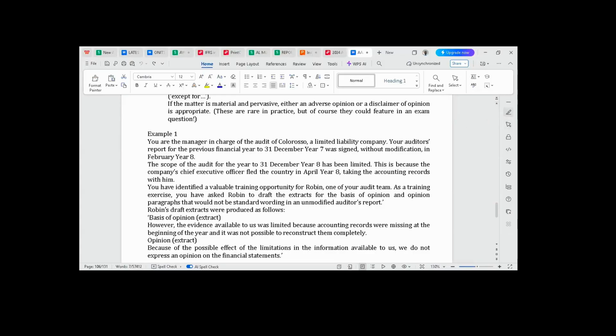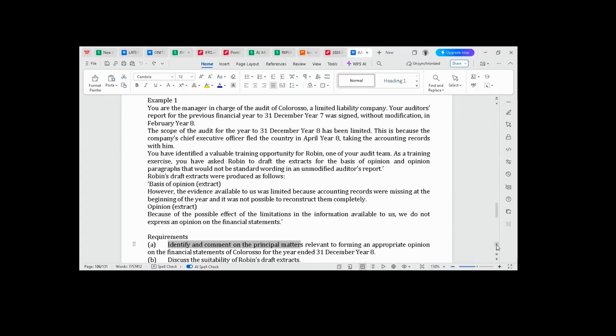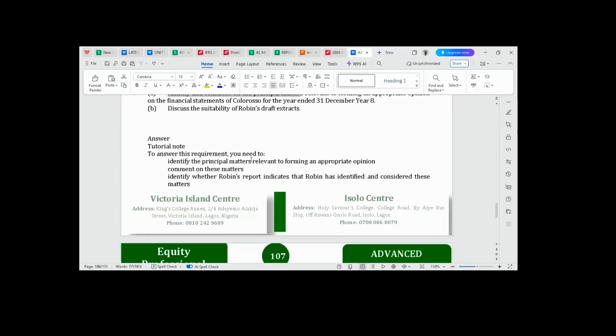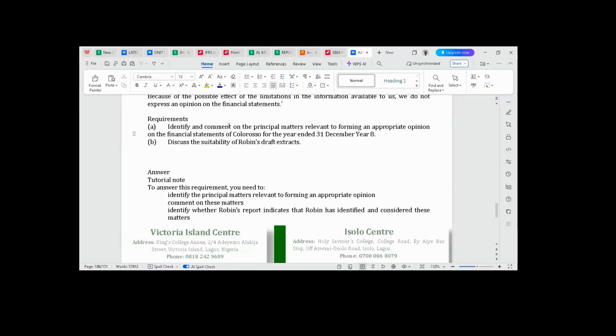Let's look at how this question has been tackled. Now, this is the suggested solution. So to answer the first one, they said, identify and comment on the principal matters relevant to forming an appropriate audit opinion on the financial statement of Coloroso for the year ended 31 December year 8. Number 1, identify the principal matters relevant to forming an appropriate opinion. That's all you need to do. You need to identify whether Robin's report indicates that Robin has identified and considered these matters. So let's look at the matters one after the other.